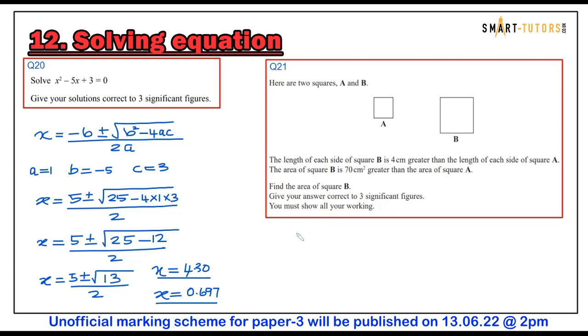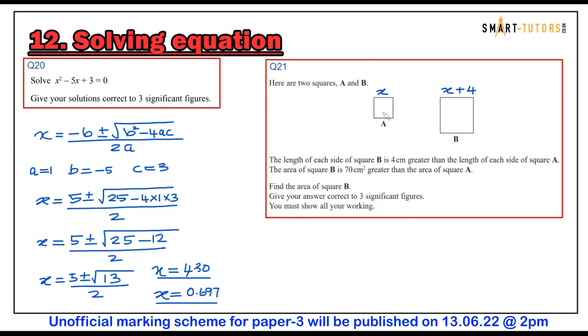Question number 21. Here are 2 squares A and B. The length of each side of the square B is 4 cm greater than the length of the side A. So if I say this is x, this is going to be x plus 4, right? The area of the square B is 70 centimeters squared greater than the area of the square A. Find the area of the B.